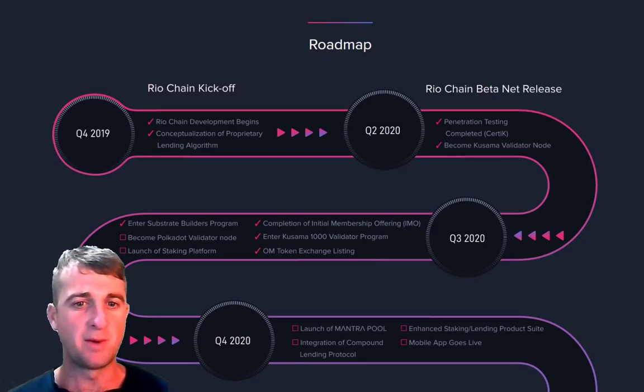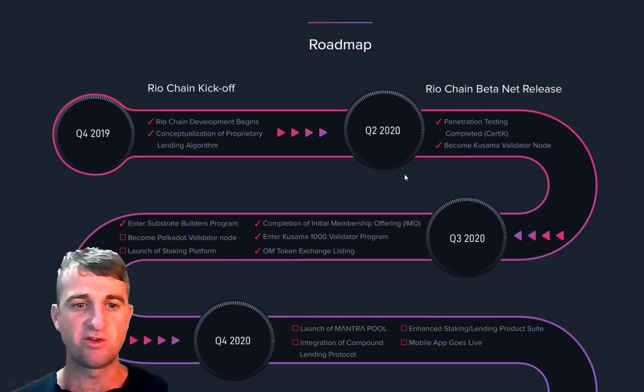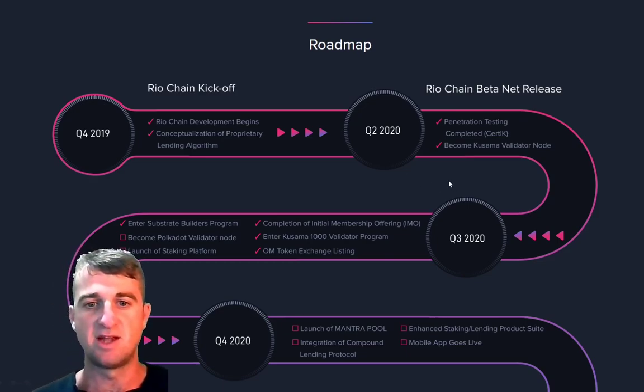Jumping over to a roadmap, we can see what's gone in the past and what we can expect coming up in the future. So back in Q4 2019, the Rio chain kicks off and the Rio chain development begins. And then coming into Q2 of 2020, which is this year, Rio chain BetaNet testing release.